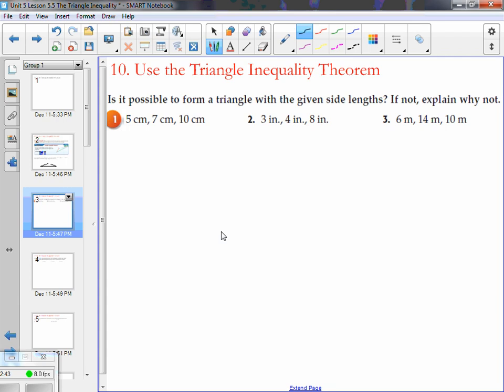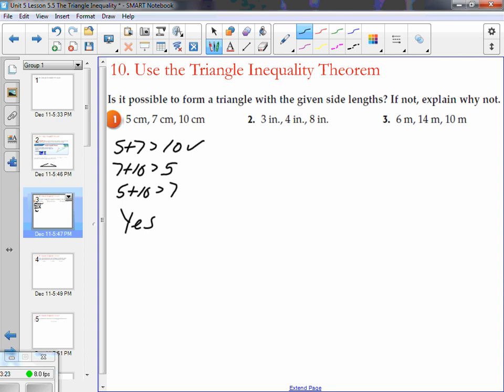So for number one, we need to make sure that no matter which two lengths we add together, it's always greater than the length of the third side. So, is 5 plus 7 greater than 10? Yes. Is 7 plus 10 greater than 5? Yes. Is 5 plus 10 greater than 7? Yes. So is it possible to use segments with those lengths and make a triangle? Yes.